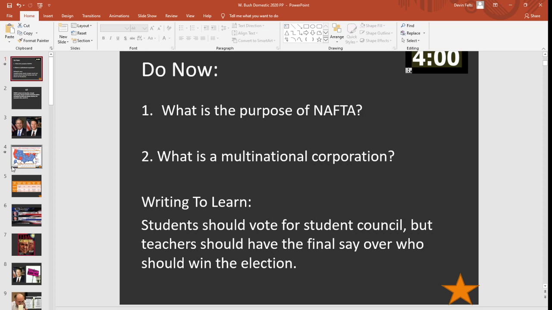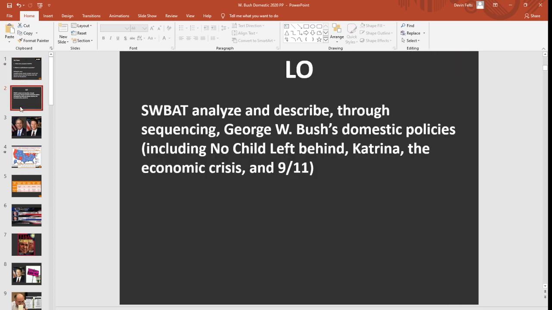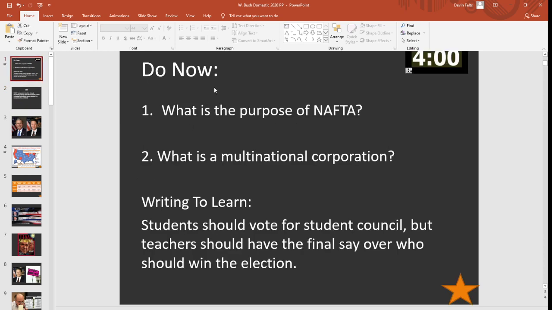Last lecture, we talked about Clinton's foreign policy. Today, we are going to transition into George W. Bush. He is president from 2000 to 2008. So let's just jump into this do now.